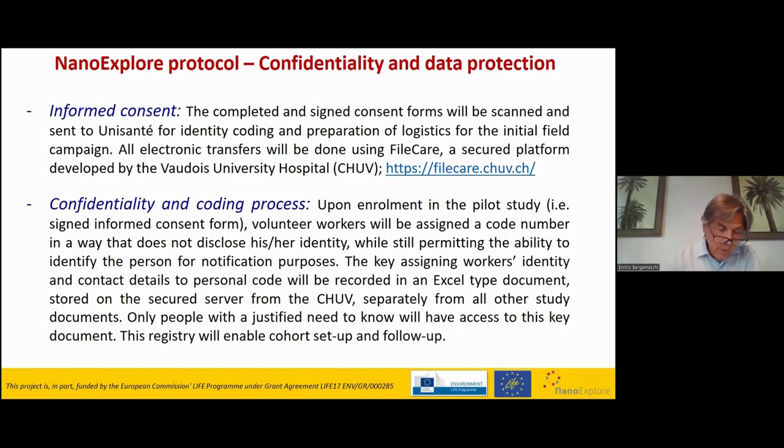But upon enrollment, workers will be assigned a code number in a way that does not disclose his or her identity, while still permitting the ability to identify the person for notification purposes, for instance, for some changes or abnormal results. The key assigning worker's identity and contact details to the personal code will be recorded and stored on a secure server. This registry will enable cohort setup and follow-up. Only people with a justified need to know will have access to these key documents.